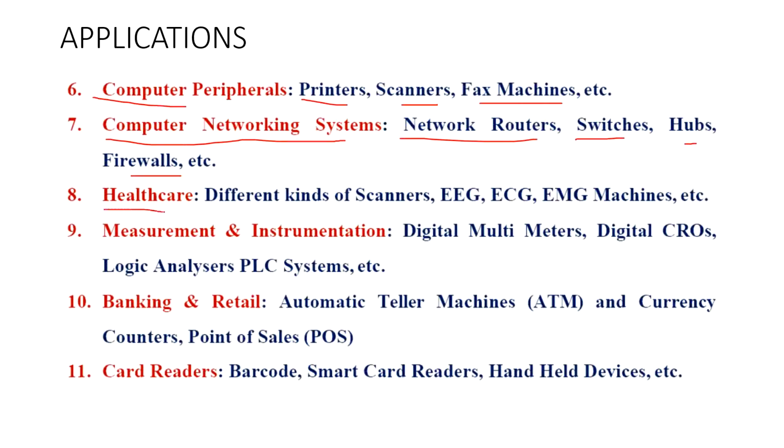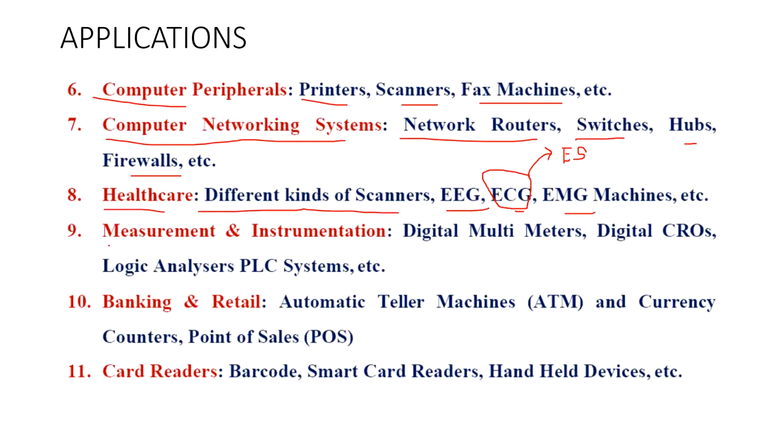They have been used in healthcare, different kinds of scanners, EEG, ECG, EMG machines, etc. Right? So especially we will be concentrating on ECG because this is a system which is very much used, because nowadays heart patients are increasing like anything. So that's why ECG is used worldwide. This ECG is made up of what? It is nothing but an embedded system only.